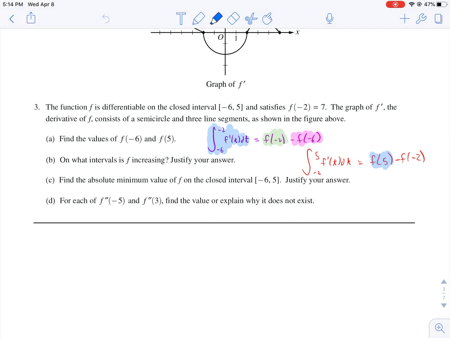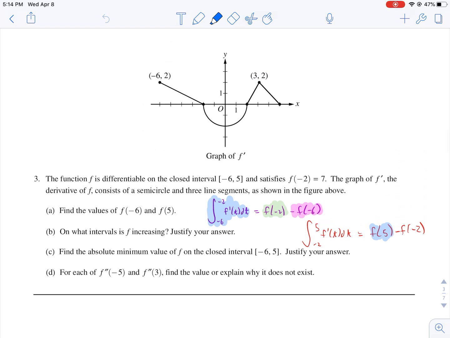All right, and then on D, find f double prime of negative 5 and f double prime of 3, or explain why it doesn't exist. F double prime of negative 5. So negative 5 is right here. That's just going to be the slope of that line because f double prime is the slope of f prime, which is the graph we're looking at. And then f double prime of 3, since there's a corner there, the derivative doesn't exist there, so f double prime of 3 does not exist.